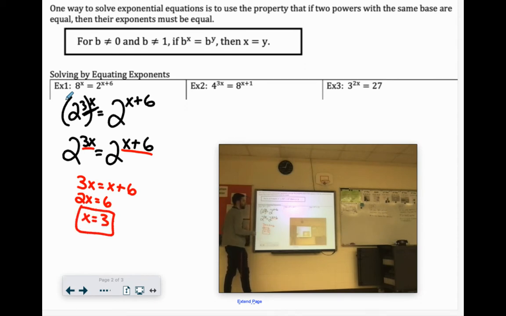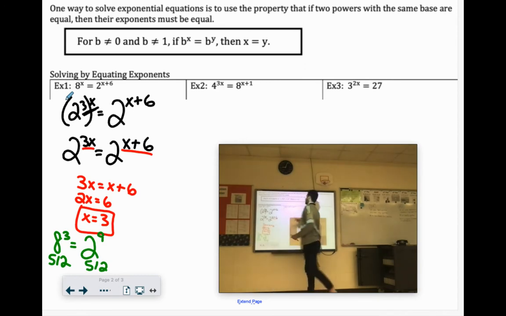Now you should probably check this in the original. If you substitute in 3 there, we have 8 to the third equals 2 to the 3 plus 6 would be 9. So let me check in my calculator. 8 to the third is 512. 2 to the ninth is also 512, so that one worked out.